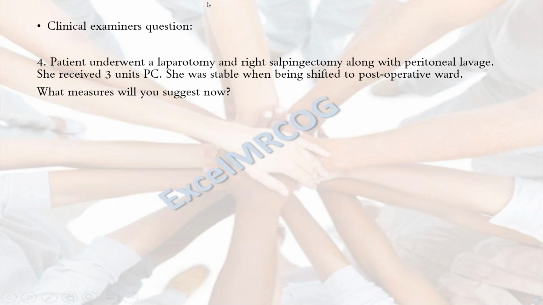No, the next question is: the patient underwent a laparotomy and right salpingectomy along with a peritoneal lavage. She received 3 units of packed cells. She was stable when being shifted to the post-operative ward. What measures will you suggest now?